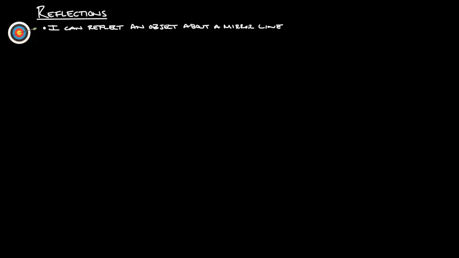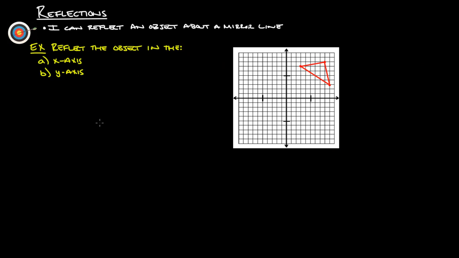Now, with that important information, let's reflect the object in the x-axis and then also in the y-axis. Let's first do this in the x-axis. So here's our x, and here's the y. We're going to take this and reflect it over the x-axis. Let's draw ourselves a little dotted line so we know where we are reflecting.